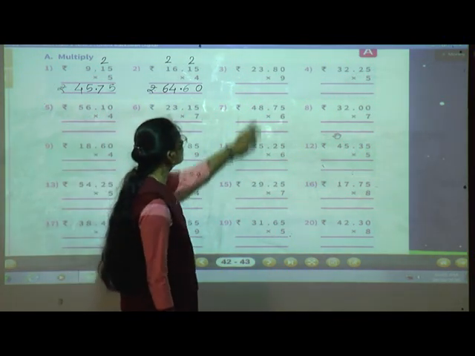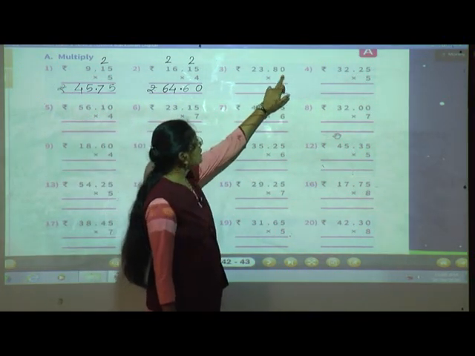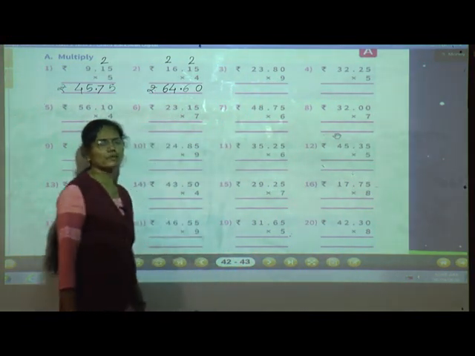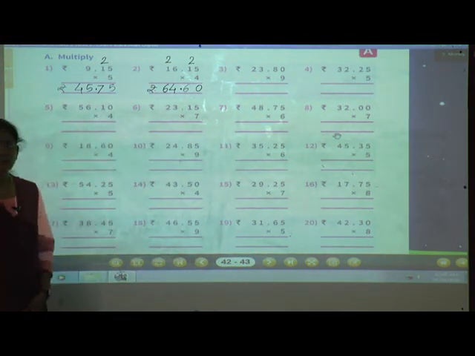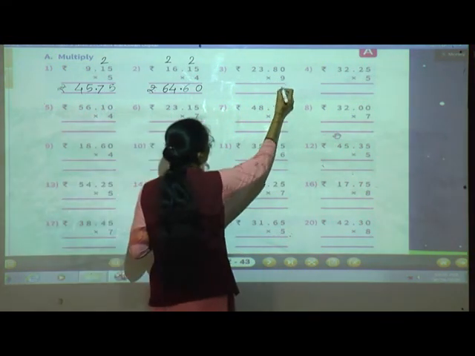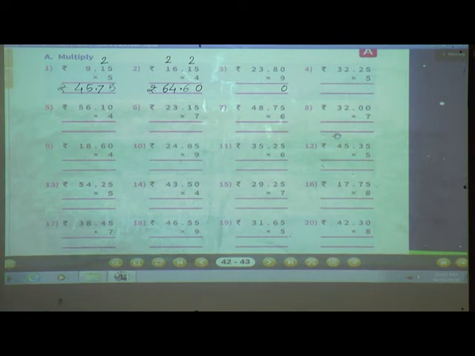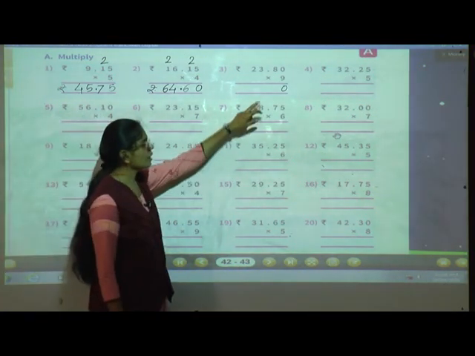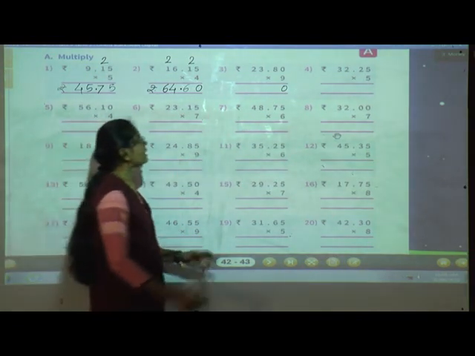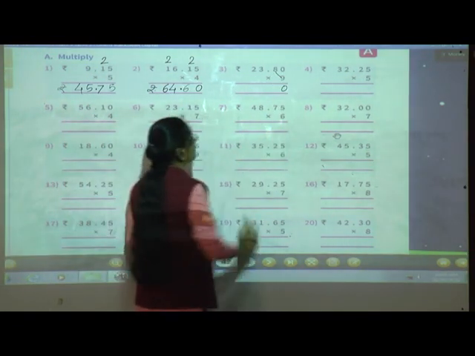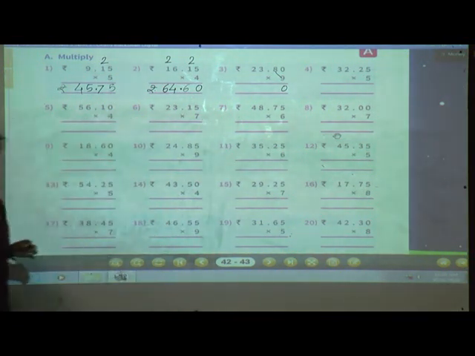Look at the board here. Rupees 23.80 into 9. What will you do? Yes, 9 into 0, 0. Correct. Because we have seen one property in the multiplication lesson: if we multiply any number by 0, then we will get the product 0 only. So 0 into 9, 0. Okay. Then we will move to the next place. 9 into 8. 9 8s are 72.